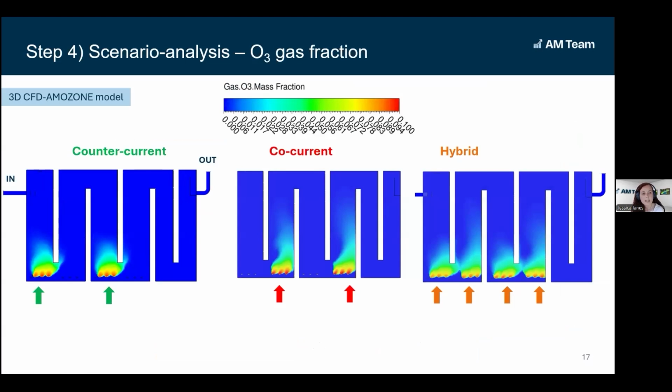You can see here the results for the ozone gas concentration. So you see in the counter current configuration, we have ozone only injected in the first and third chamber, while in co-current, second and fourth, and hybrid, we have the ozone in all the 4 chambers. What we can observe is the difference in the gas plume. If we look at the counter current, the gas is more pushed towards the bottom, while in the co-current configuration, due to the same flow direction of water and gas, the ozone is more spread along the height of the reactor.